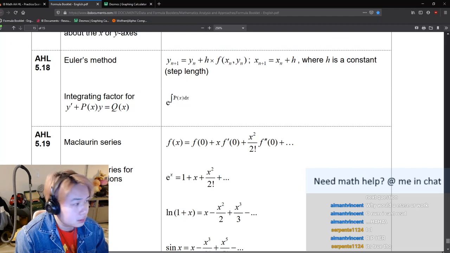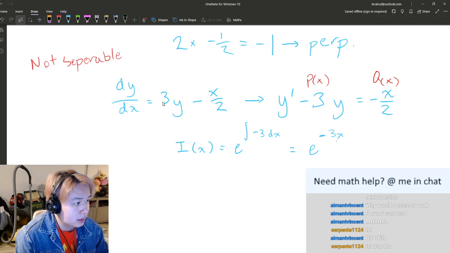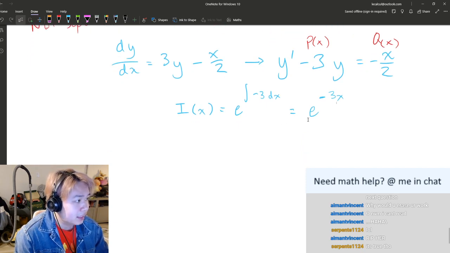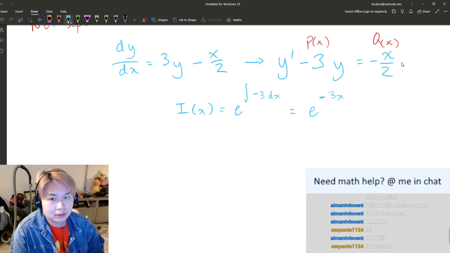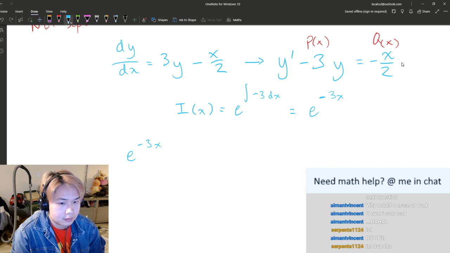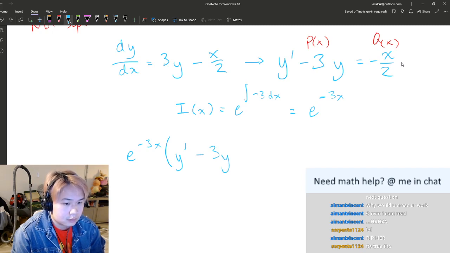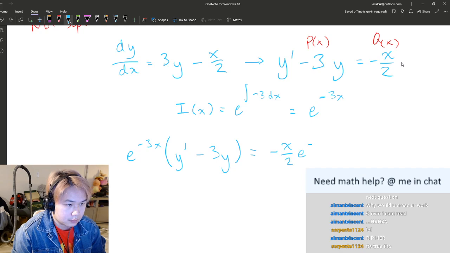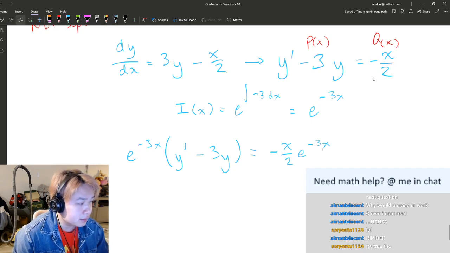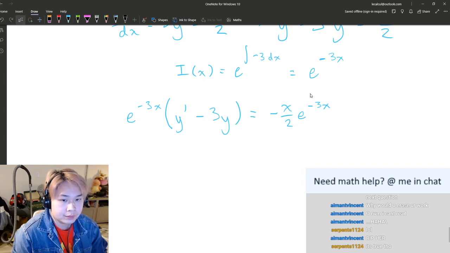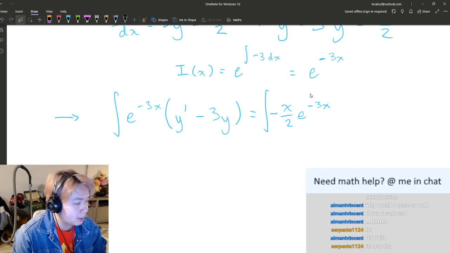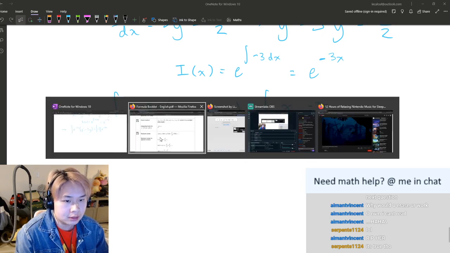So according to this, we just take the integral of p of x, and that's e to the power of whatever, so here it is. And then I never remember how this works. I know you take this, and then you multiply it to both sides. And then we integrate both sides. But this is where things fall apart. I don't remember how this integral works. So I'm going to need to Google integrating factors.